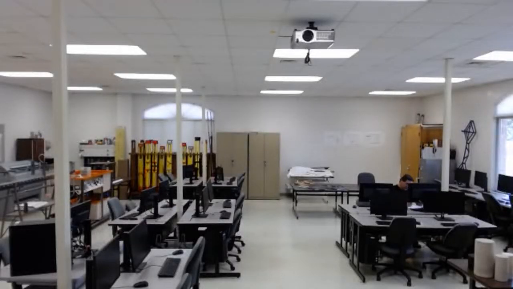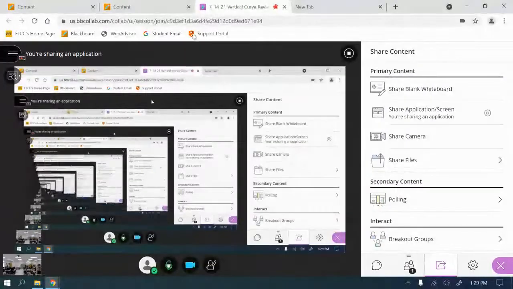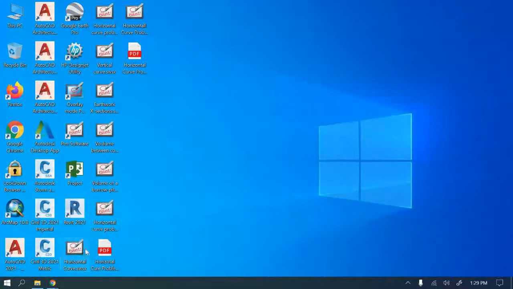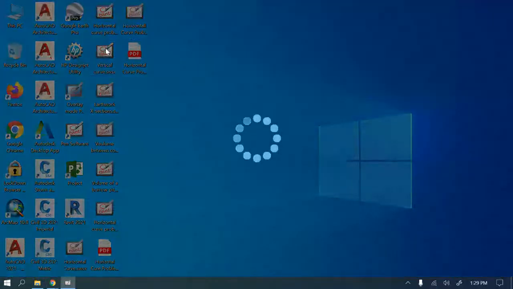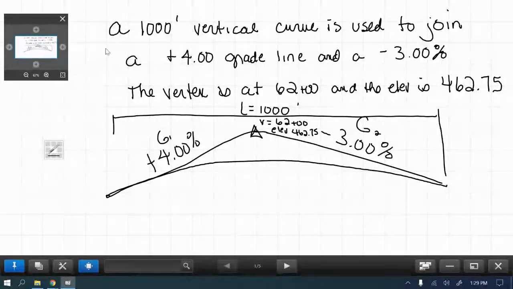All right, so I'm in the horizontal curve review. Share my screen. David, if you will log in just so you can see if you can share my screen. The rest of them aren't. And I want to make sure you can see my screen before I accidentally do something. Yes, I can see it.